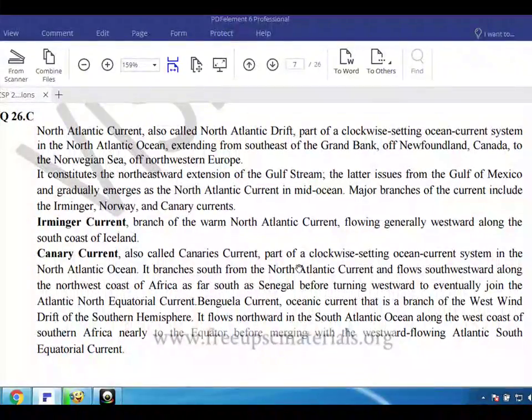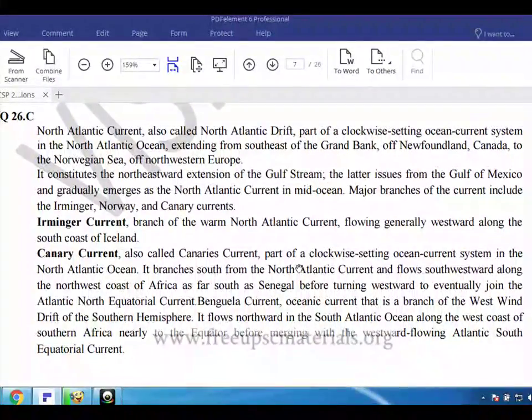Irminger Current, a branch of the warm North Atlantic Current, flows generally westward along the south coast of Iceland. Canary Current, part of a clockwise-setting ocean current system in the North Atlantic Ocean, branches south from the North Atlantic Current and flows southwestward along the northwest coast of Africa as far south as Senegal before turning westward to eventually join the Atlantic North Equatorial Current.